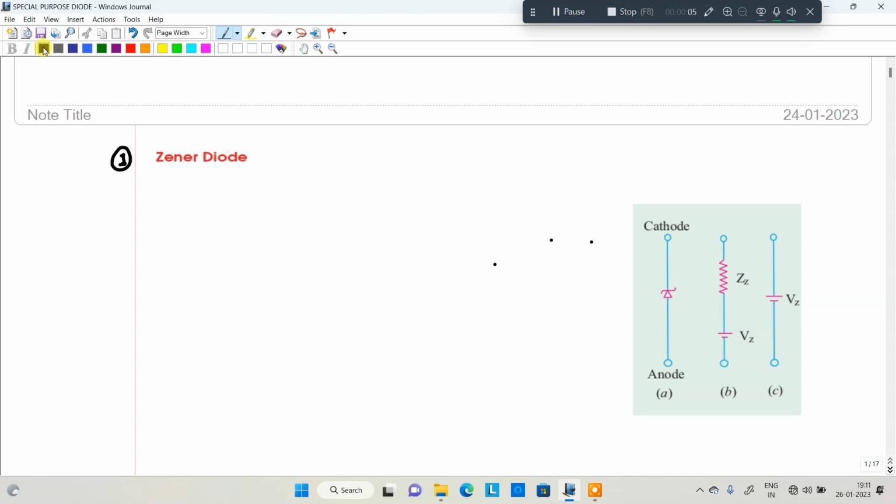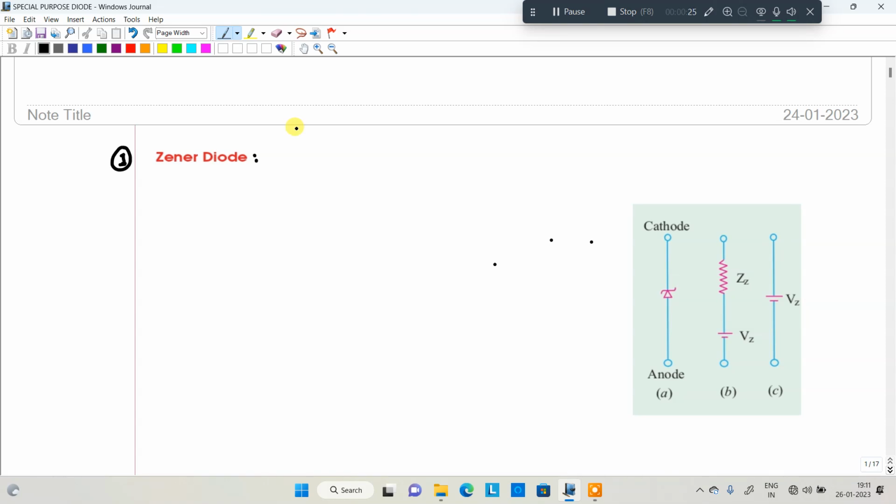Unit 3, Chapter number 1, Special Diodes. Okay, the first concept here, Zener diode. Everyone carefully listen. Definitely, without one question related to the Zener diode, there is no paper at all. That means it is an important concept in this particular Unit 3.